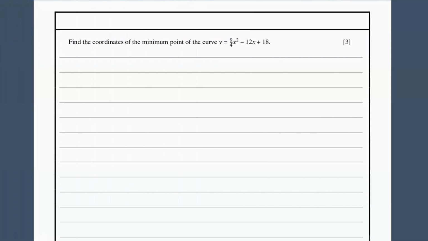So let's look at this example. It says, find the coordinates of the minimum point of the curve y is equal to 9 over 4 x squared minus 12x plus 18. Alright, so this is a curve that has a minimum point, which is a turning point. And to find that, we are using the fact that the x coordinate can be found by minus b over 2a. And in this particular case, a is the coefficient of x squared, that's 9 over 4. b is the coefficient of x, that's minus 12. And c is the constant, which is 18.